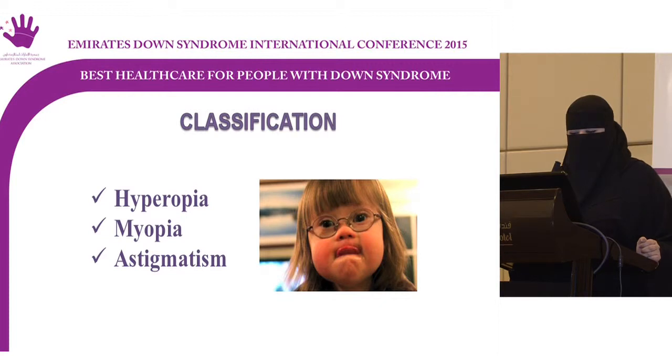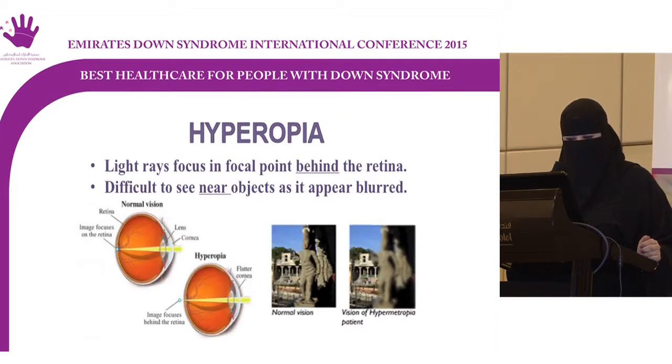Refractive error can be classified into three major types: hyperopia, myopia, and astigmatism. First of all, hyperopia. It happens when light rays focus at a focal point behind the retina. It's difficult to see near objects as they appear blurred. As you can see in the image, on the left is normal vision, and hyperopia is on the right.